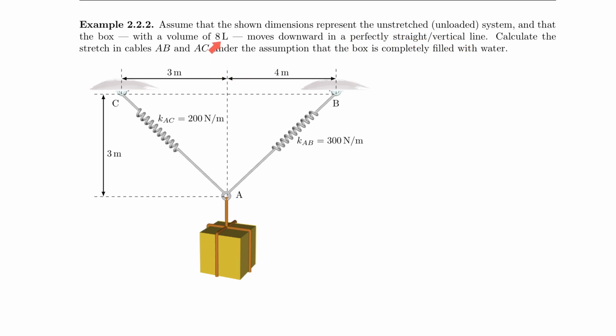And then we also assume that the box has a volume of 8 liters. And of course, let's write that down right away. So 8 liters of water is nothing else than 8 kilograms, and that means it's 80 Newton, right? So we have 80 newtons acting here. And now we can calculate the stretch in cable AB and AC. So AB is here and AC is here under the assumption that the box is completely filled with water. So that I already did here.